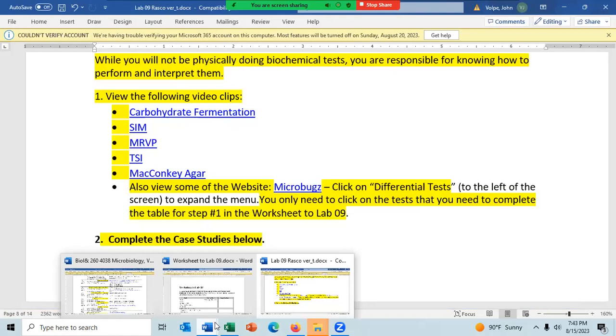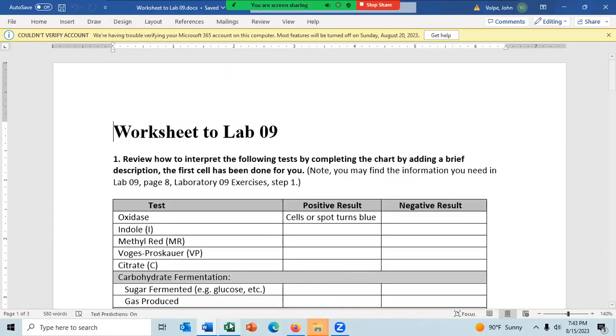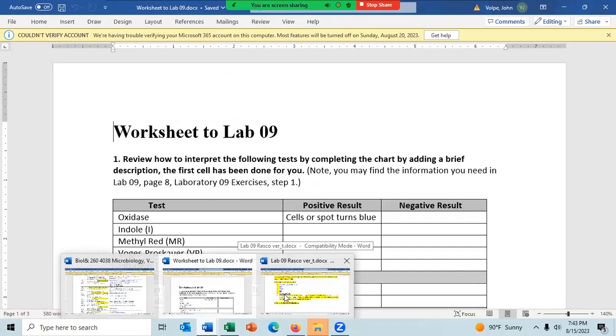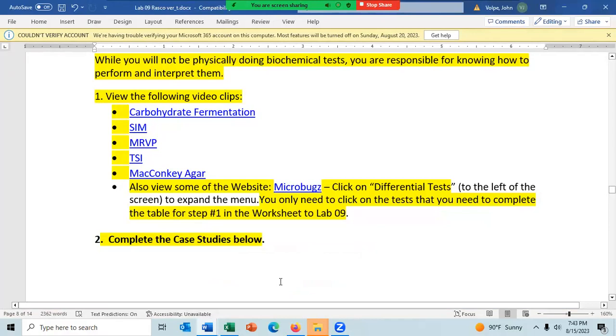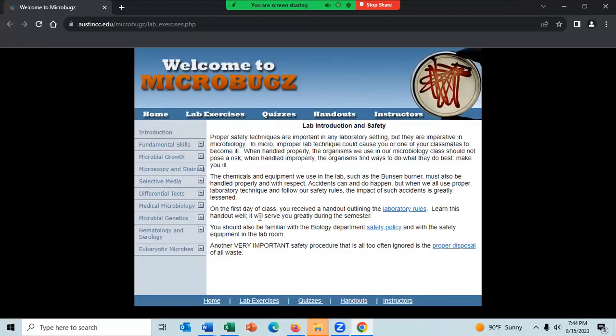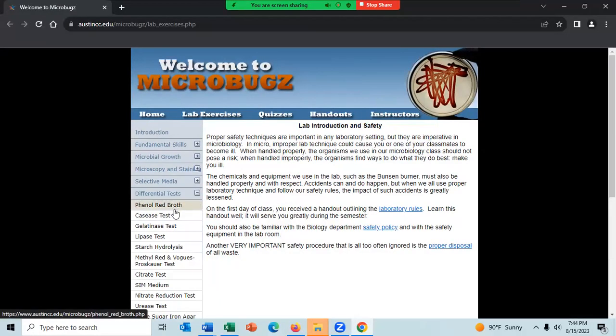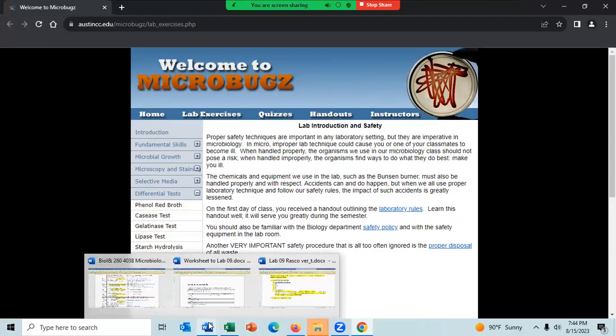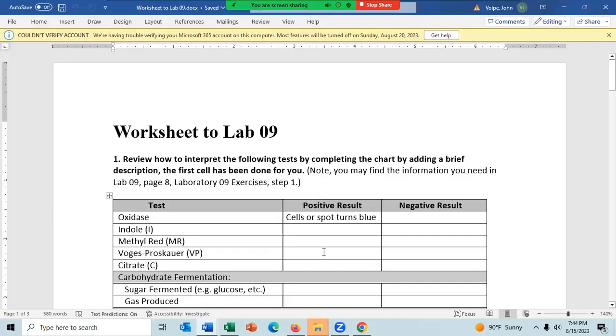Let's go ahead and go to the worksheet now. You also need to view some of the website Microbuzz. Open it and then click on the differential test right here. And you only need to do the tests that you need to fill in the table on the worksheet right here.